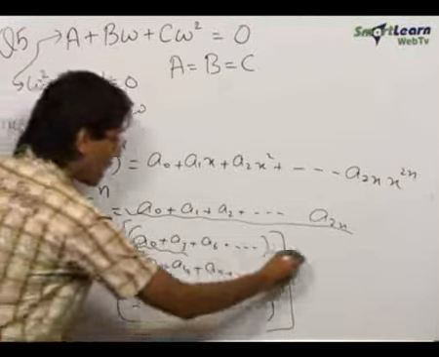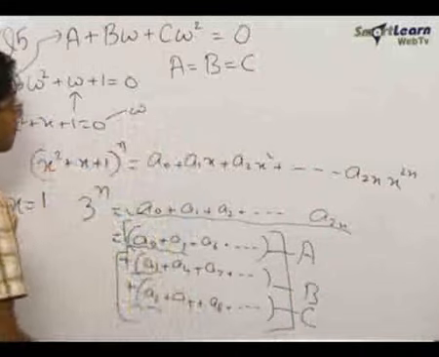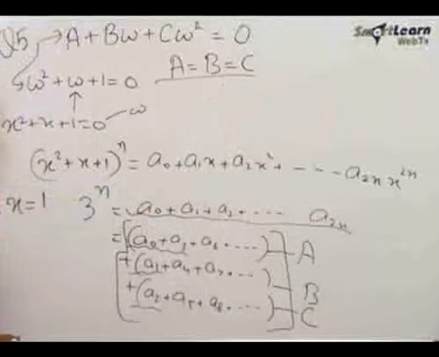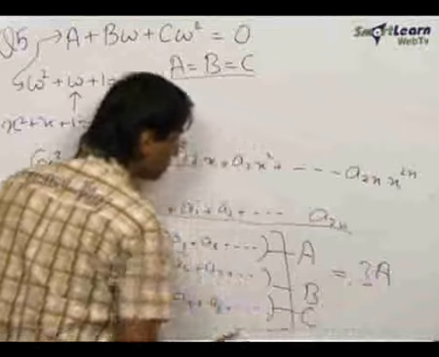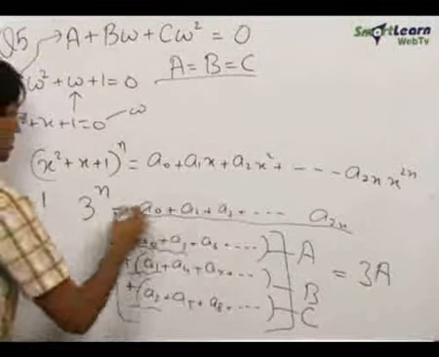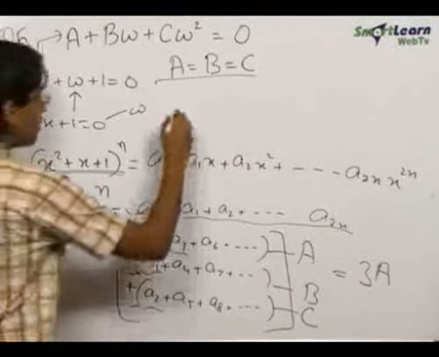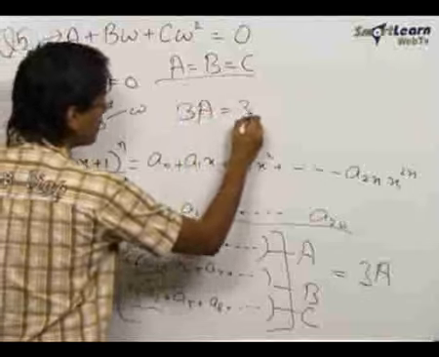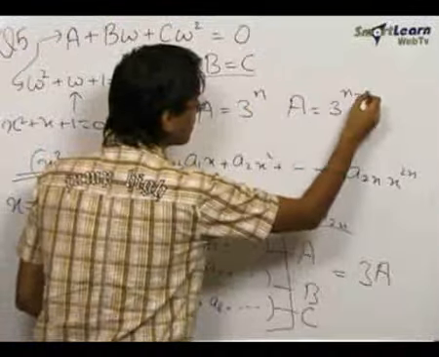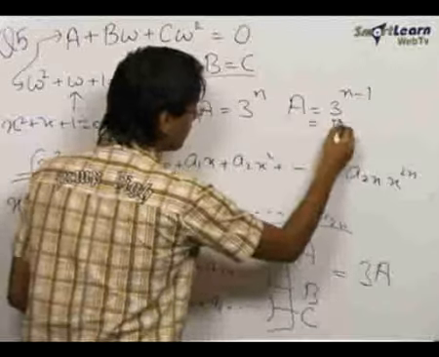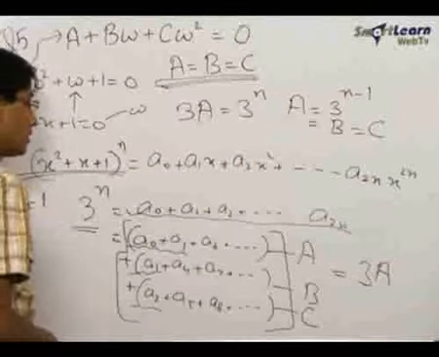And we know that this is capital A, this is capital B and this is capital C. But we know that capital A is equal to capital B is equal to capital C. So this entire sum is equal to 3 times capital A. And we know that this sum is equal to 3 power n because we put x equals 1 over here. So we get 3A is equal to 3 power n. So A is equal to 3^(n-1), equal to B, equal to C, since we proved A equals B equals C.